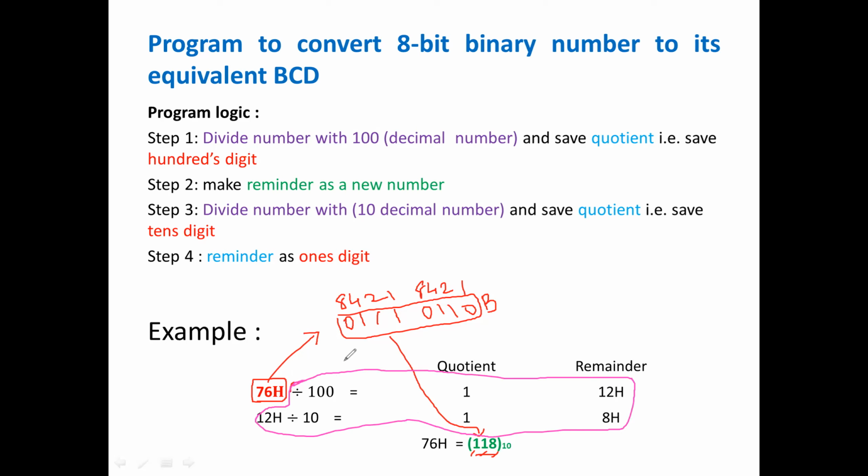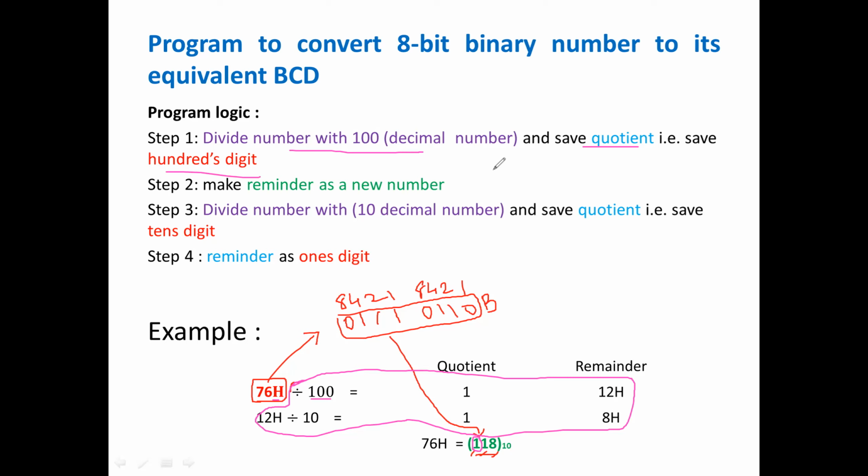The first step, you are going to divide your number by 100, which is a decimal value. This is the first step you are going to do in your program. After dividing, there will be a quotient and remainder. The quotient value tells you your hundreds digit. Whatever value you obtain, if it is 1 or 2 or 3 or 4, whatever it may be, that is the value of your hundreds digit.